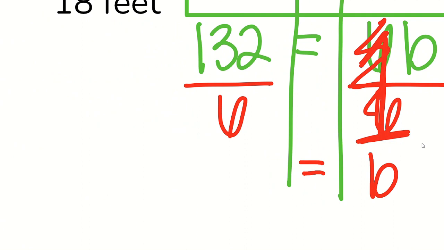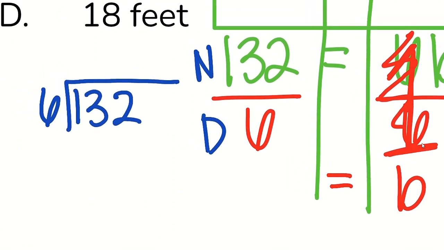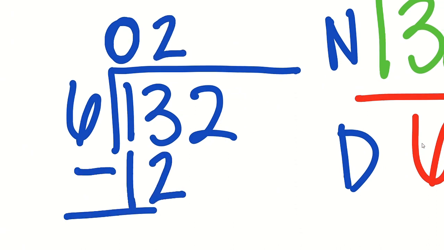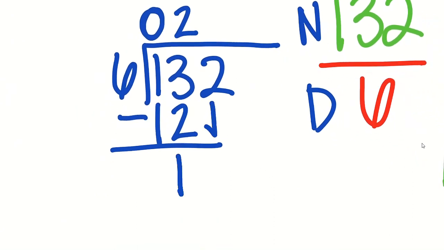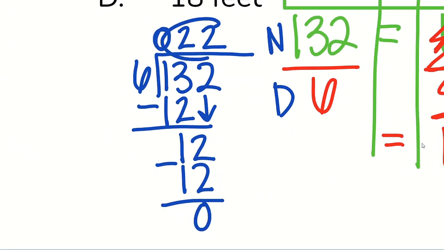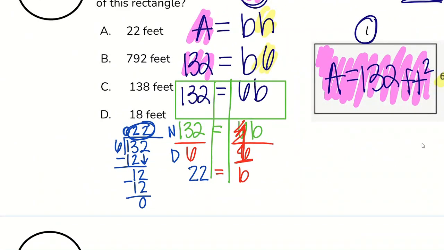I'm not sure. Oh yeah, I got to draw a vinculum. Vinculum drawn. 132, numerator in, denominator out. Can 6 go into 1? No, don't put anything on top. Can 6 go into 13? Yes, 2 times. 6 times 2 is 12. 13 minus 12 is 1. I bring down my 2. 6 goes into 12 2 times. 12 minus 12 is 0. We're done. 22. B equals 22.